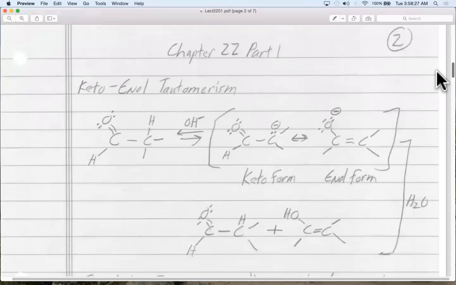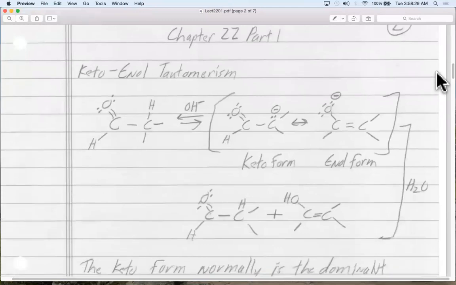So now we're going to talk about something that's really important in understanding the chemistry that goes on here. And that's something called keto-enol tautomerism. We've seen this before back in chapters 8 and 9 when we were dealing with the C=C's and C≡C's. But let's just take this compound and pull a hydrogen off using a base.